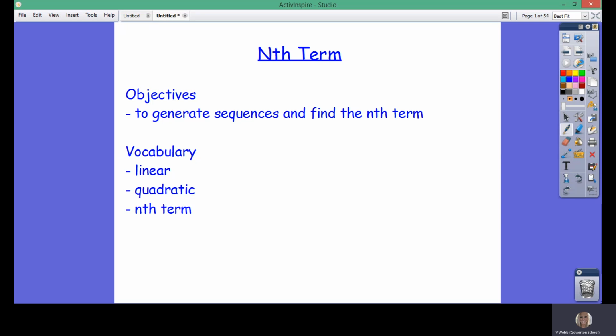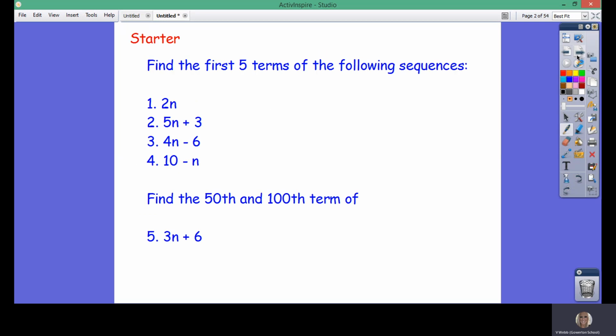Okay, so we're going to have a look at nth term in this lesson. Nth term is all to do with sequences. You can either generate a sequence using an nth term or find the nth term from a sequence. Because it's something we've seen before, we're going to do a little starter on it. I'll just talk you through the first one and then you can have a go at the rest.